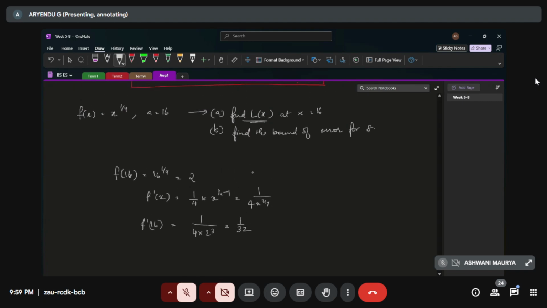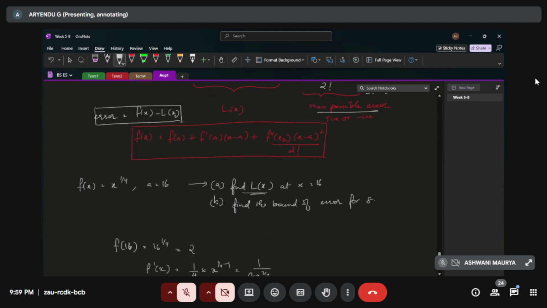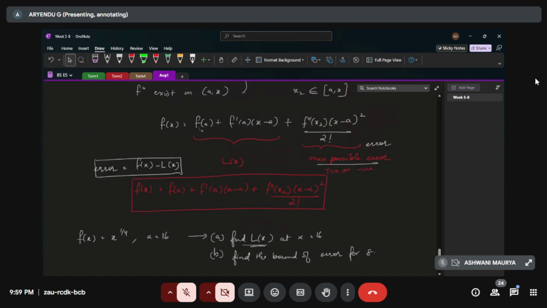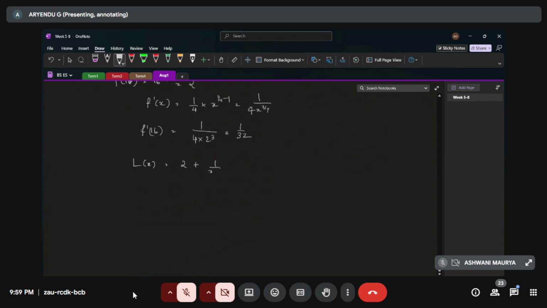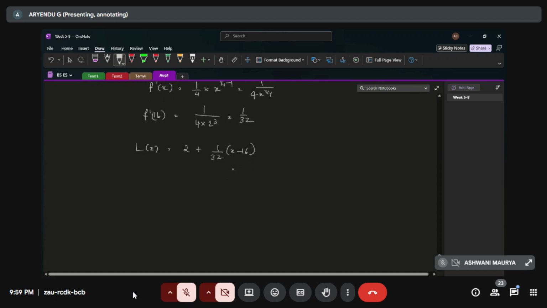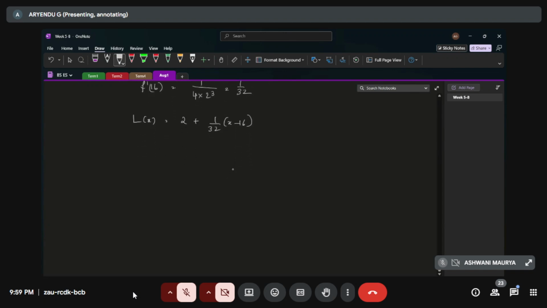So we want to find the linear approximation, which is given by this part of the equation. So we just have to add these two. L of x is equal to 2 plus 1 by 32 into x minus 16. So this part, you don't have to bother about this x here. Let it be there. It will be there in the options also. It is not a concern for us.